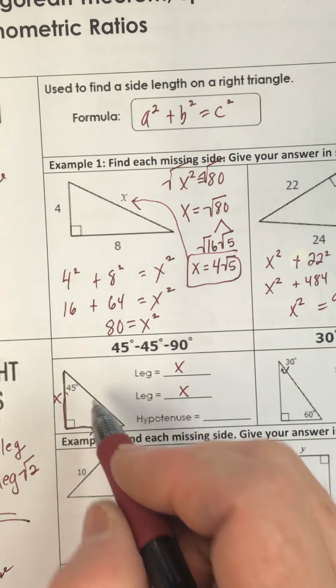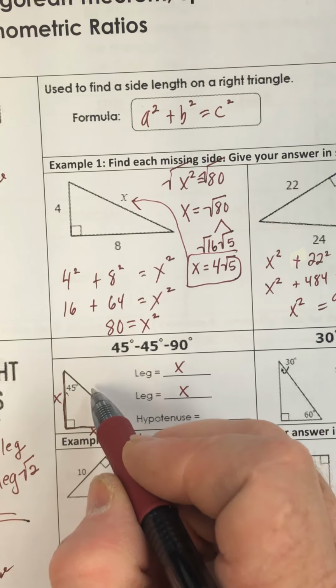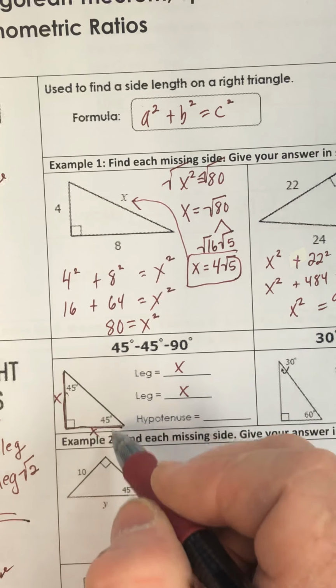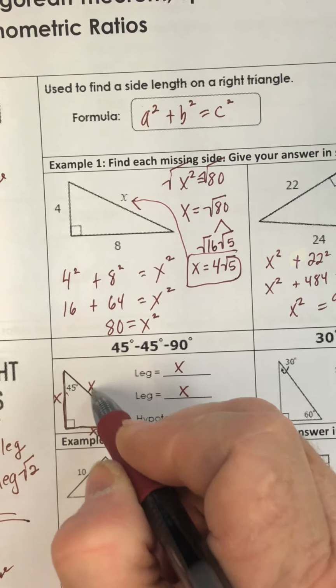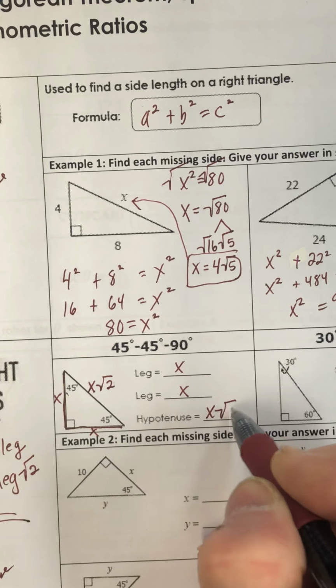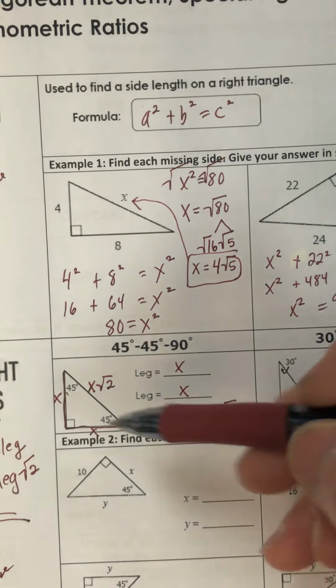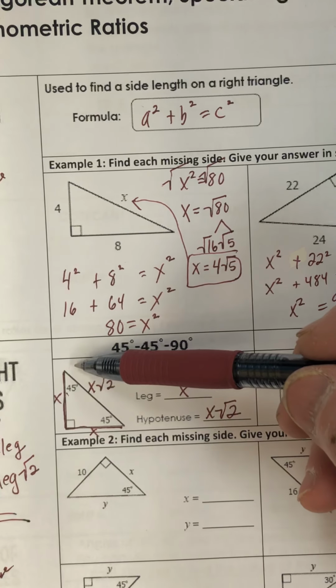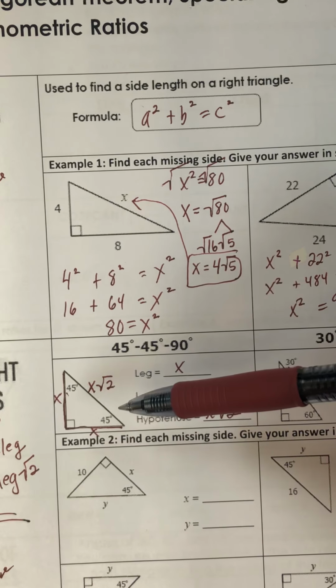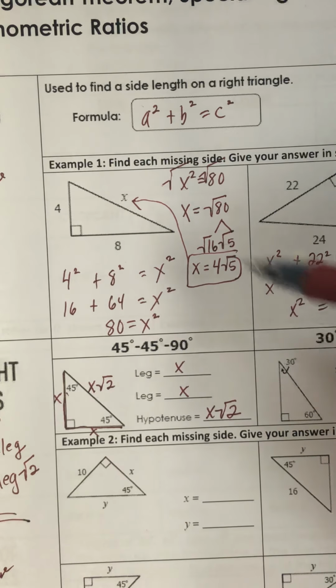And the hypotenuse is going to be, what did we say down here? The square root of 2 times one of those legs. So whatever the leg is times the square root of 2. So if x was 1, then both of those sides would be 1, and this would be 1 times the square root of 2, which is the square root of 2. So that's a ratio we want to remember.